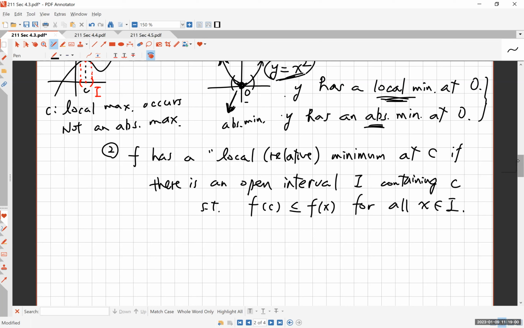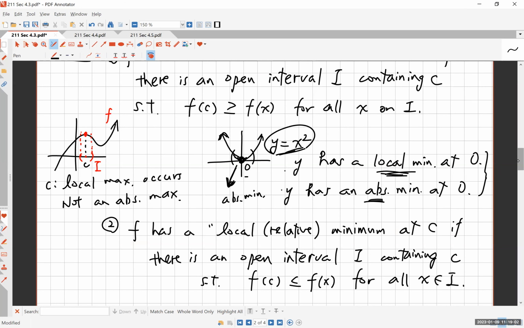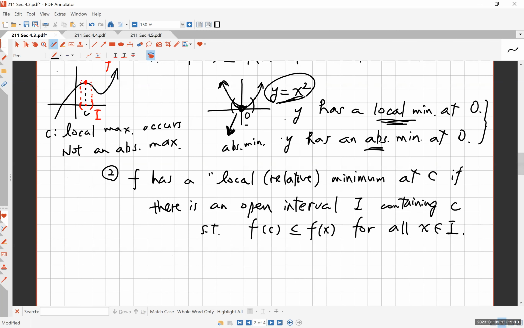Again, I haven't said anything about differentiability. So I'm not saying these things only happen when the derivative is 0 or the tangent line is horizontal. I didn't say that. Those may come later, but again, don't confuse the definitions with theorems that you may find later.